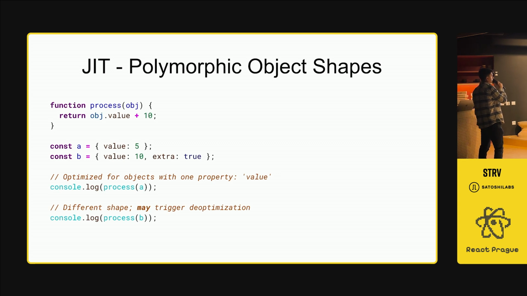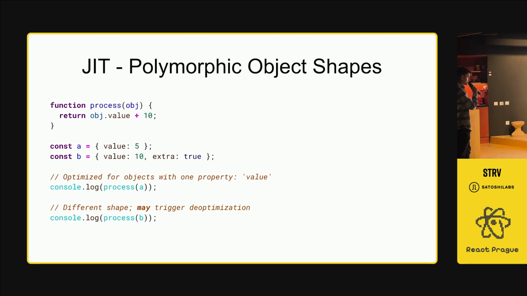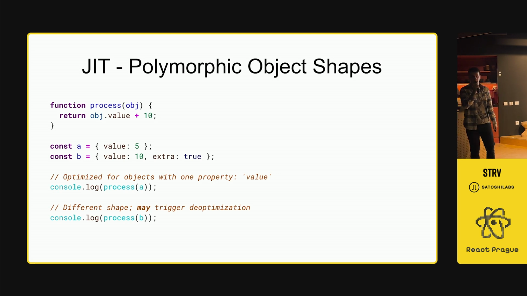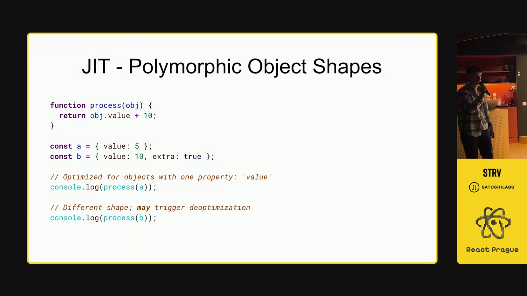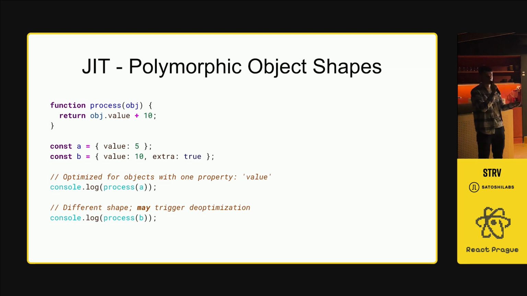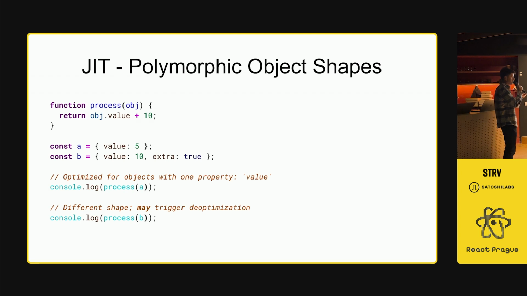Another common mistake you can make is having objects with slightly different shapes. For example, you have a function process that will add the value 10 to the property value. It will work for both these objects, but the second one has an extra property, and this extra property may trigger the deoptimization. But again, it depends on the engine, it depends on many things, because JIT is complex. So again, measure it if you want to be sure.